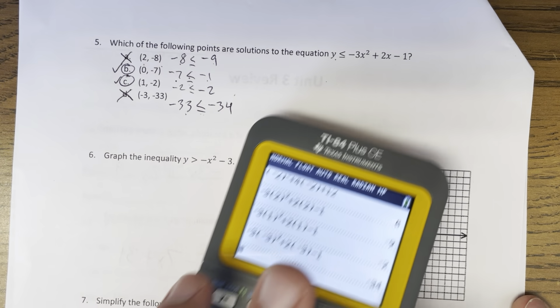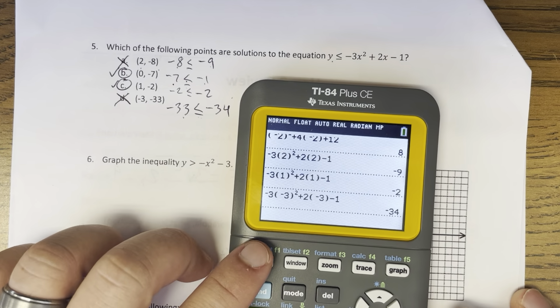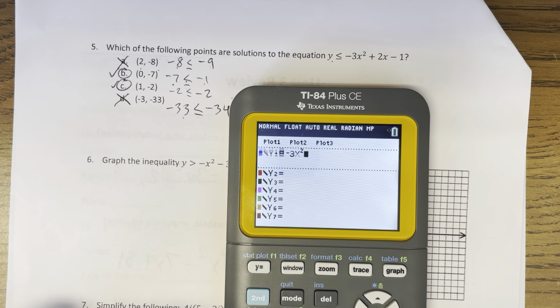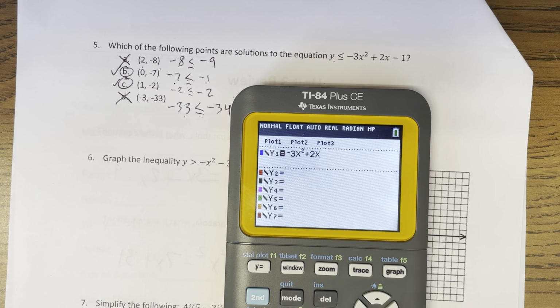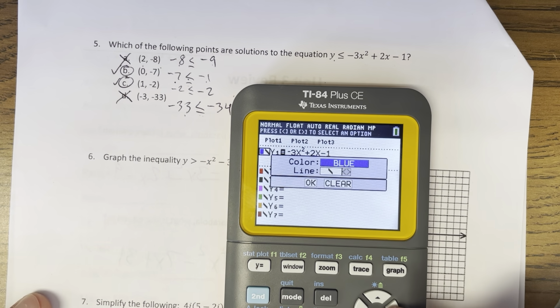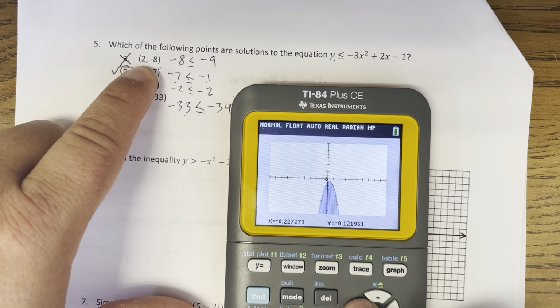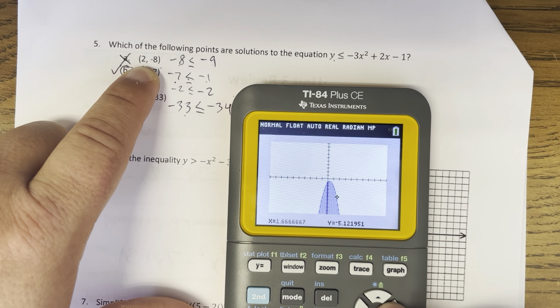Another way you could do it, I'll go ahead and show you this as well, is I could go in my calculator and put in the equation negative 3x squared plus 2x minus 1. I'm going to change my line to be less than, and I'll graph it. There's my graph, and now I could just move my cursor to 2, negative 8 and see if it's inside the shaded region. Oops, let's go over here to the positive 2.